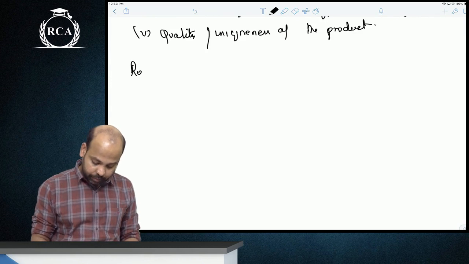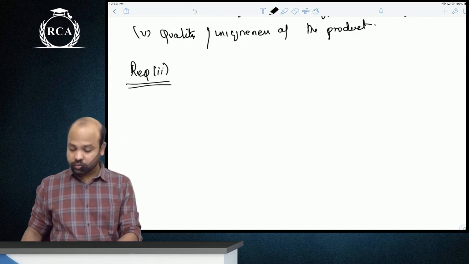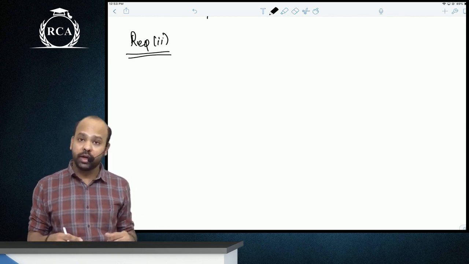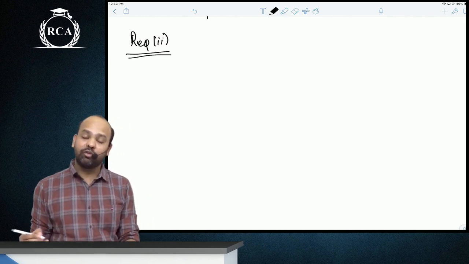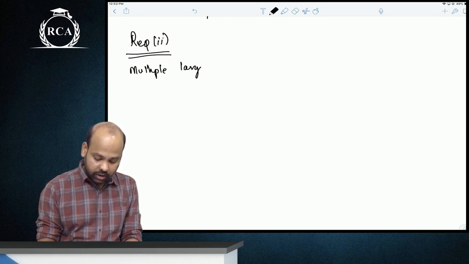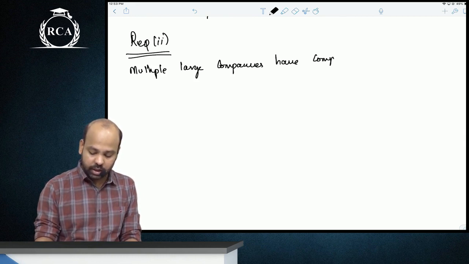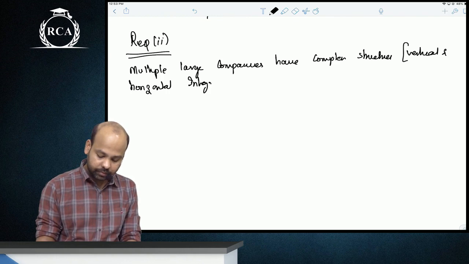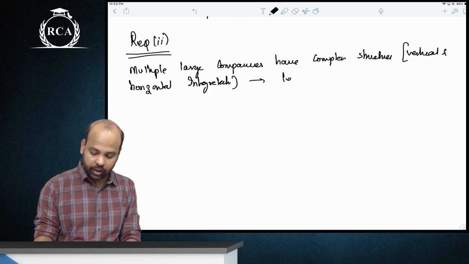Requirement 2. The whole objective, listen, I'm just going to give you a summary of the entire answer that is given there, so that you can refer to it at a later date. Why do organizations have a complex structure? Multiple large companies have complex structures. There will be a lot of vertical and horizontal integration, dependent on each other, leading to interdepartmental transfers.